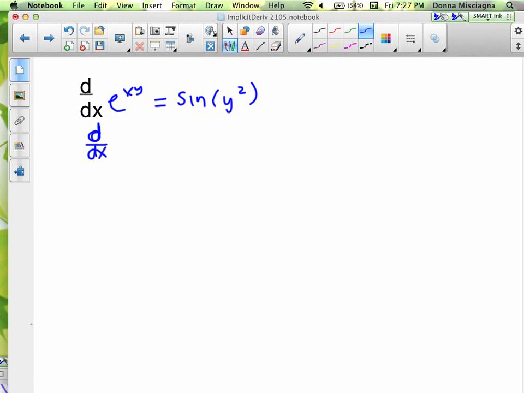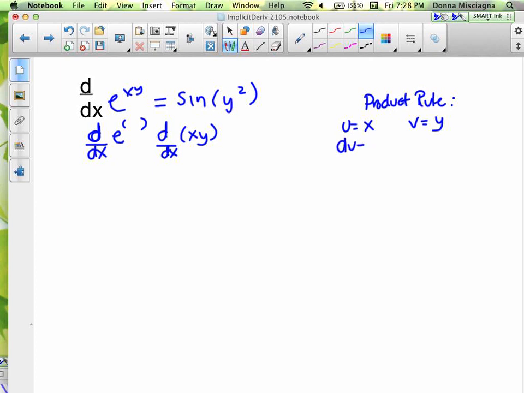We're going to take the derivative of the e to the blop, and then we have to take the derivative of the blop. We've got to take the derivative of x times y. That's going to be a product rule. So I'm going to write that over here. We have the first is x, and the second is y. Derivative of x, of course, is 1.